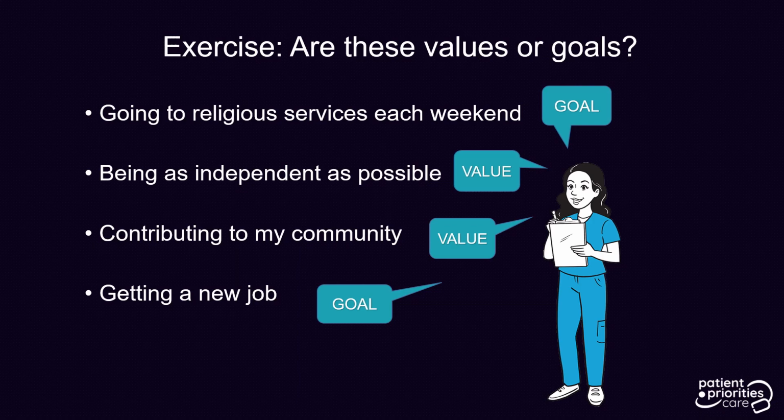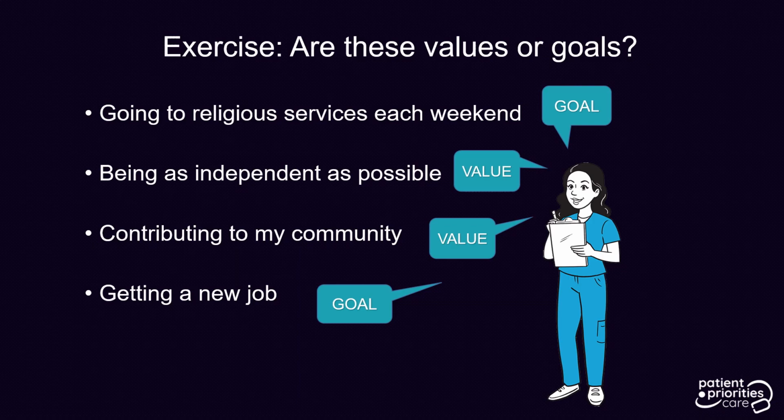It's a goal, a concrete action that can be completed. This may reflect an underlying value of connection. What if someone says, I want to be as independent as possible? Is that a value or a goal? Can you check it off a list? Can you say, I did this, I'm independent, I'm done? Not really. So it's a value.